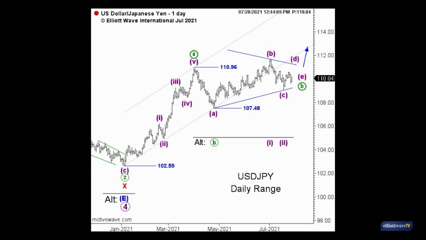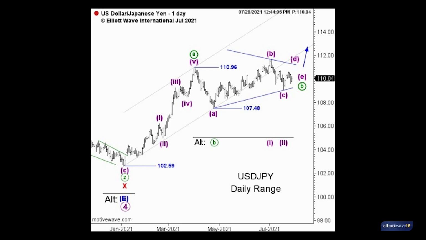It looks again like a triangle. In this case, wave B makes a new high above the origin of the triangle, 110.96, but it did so in a corrective manner. Notice all the overlaps within that rise from A to B. And now we've had a 3-wave setback, which we've labeled wave C. So the market on this daily chart now is in the exact same position that it is on the 2-week chart at larger degree.